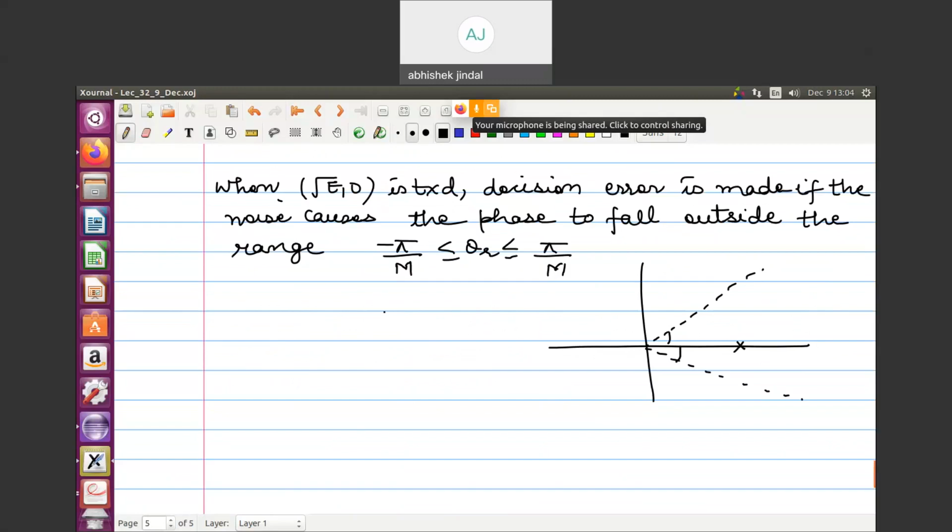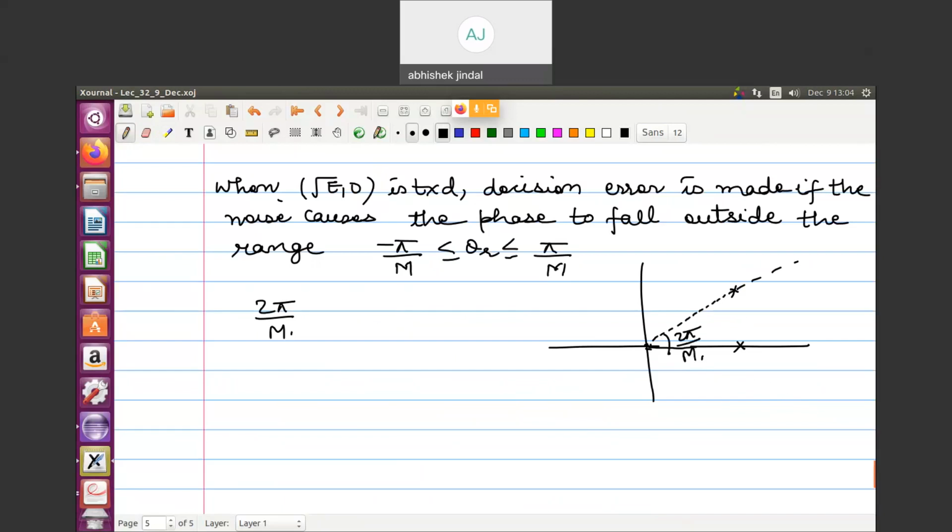How come this has come? Okay, so 2 pi by M is the width. Let me just draw it. That will give you an idea. Suppose this is the next point. So you know that this next point will be at an angle of 2 pi by capital M.